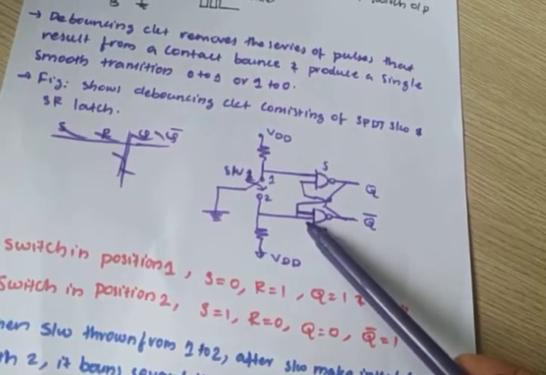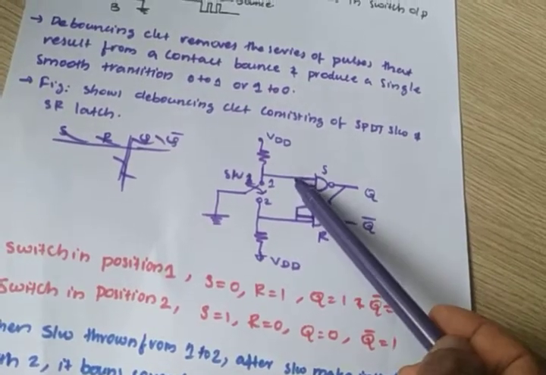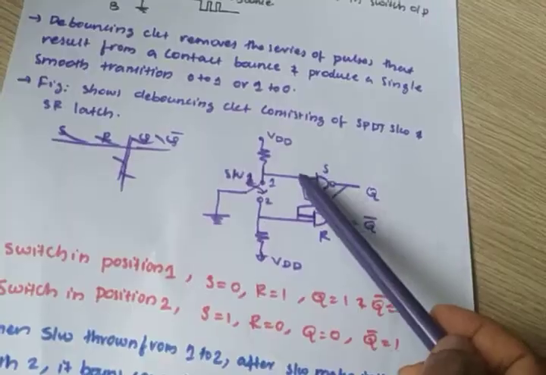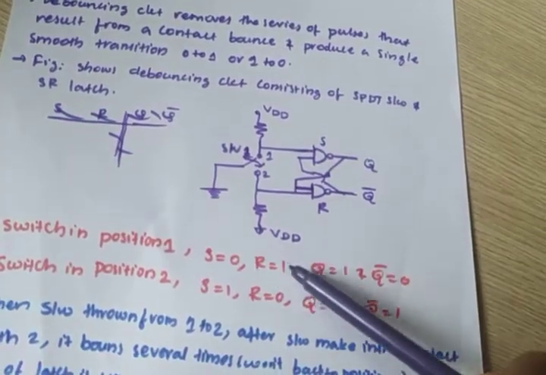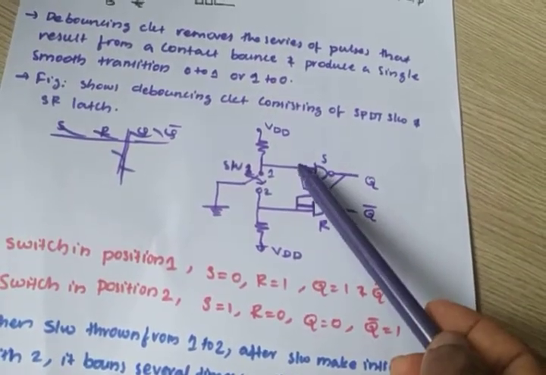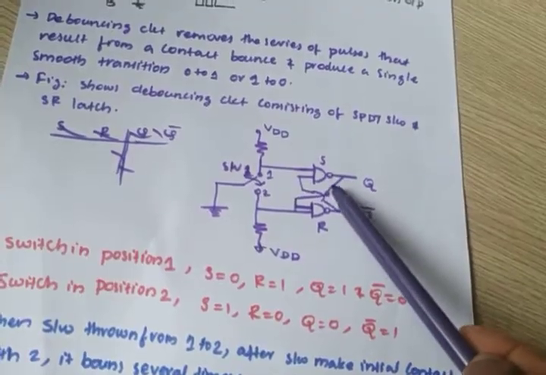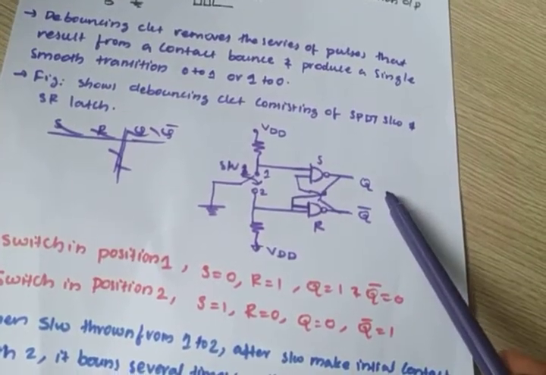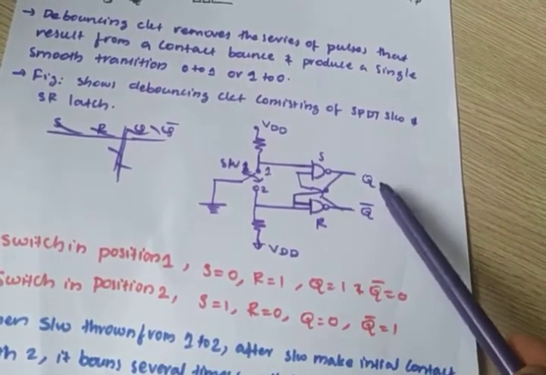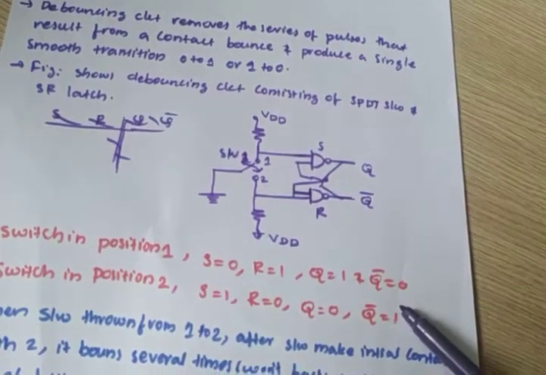So high will be here, that is 1 will be here, and 0 will be here. That is, S is 0, R is 1. When S is 0, Q output is 1. Why? Because NAND gate 1 input is 0, output will be 1 only. Okay. So Q is 1, Q bar is 0. That's why it is written like this.